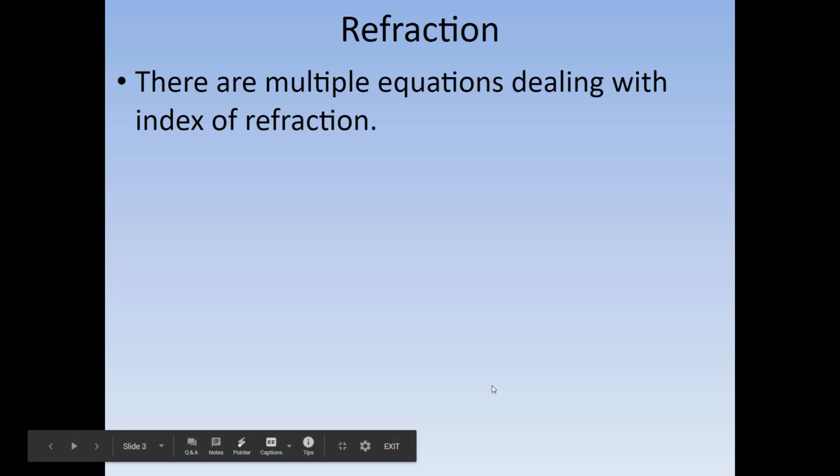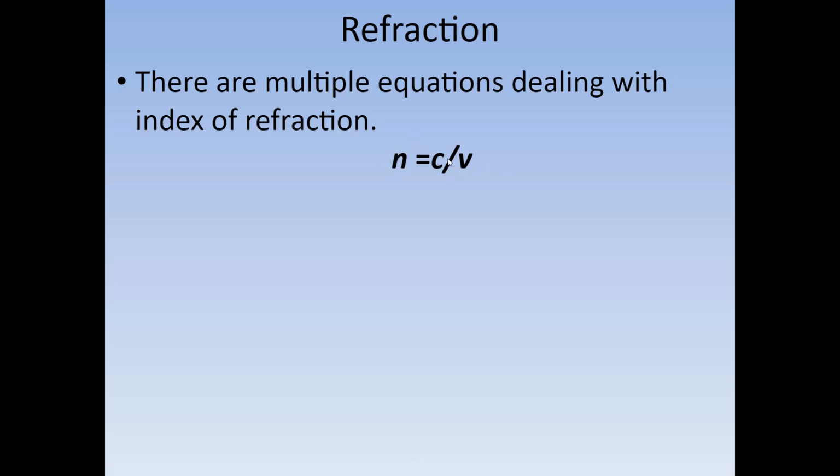Now, there are two main equations for refraction. The main one is this, n equals c over v. n is representing the index of refraction. Again, unitless. c is the speed of light in a vacuum. This is the 3 times 10 to the 8th. And v is the speed of light in the material.